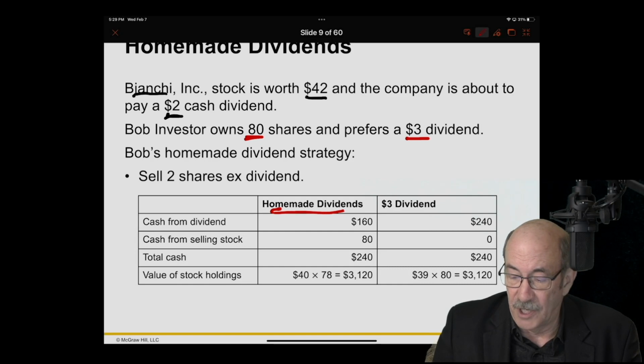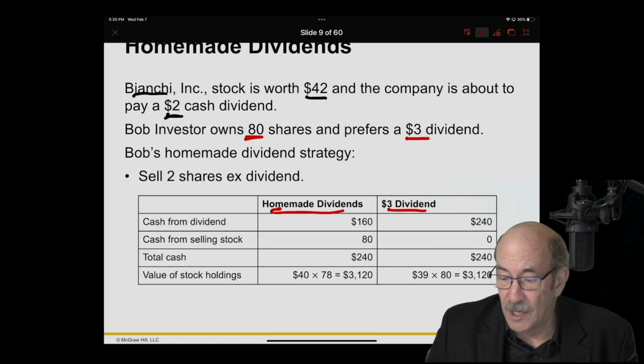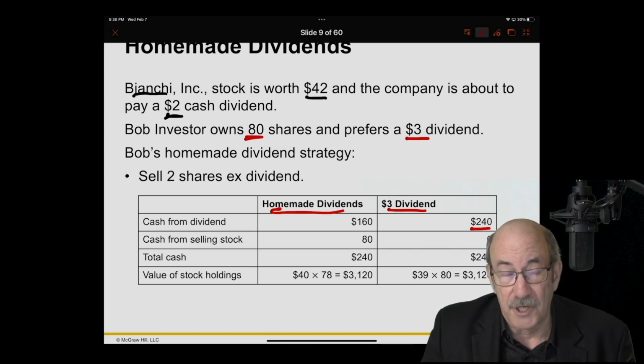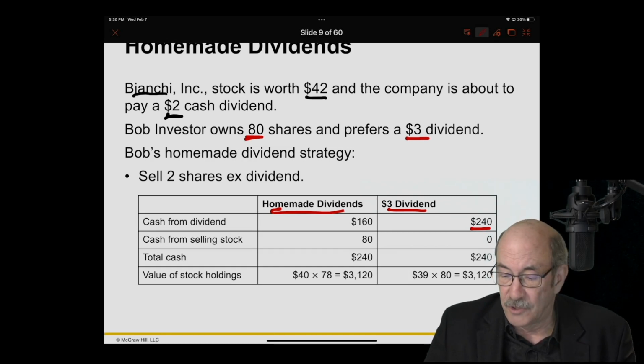Here we have a homemade dividend and an actual dividend of $3. Let's compare the two. If the firm did an actual dividend of $3, it would be paying out to this particular investor $240. That's $3 times the 80 shares that the investor has. Total cash, of course, would be $240.